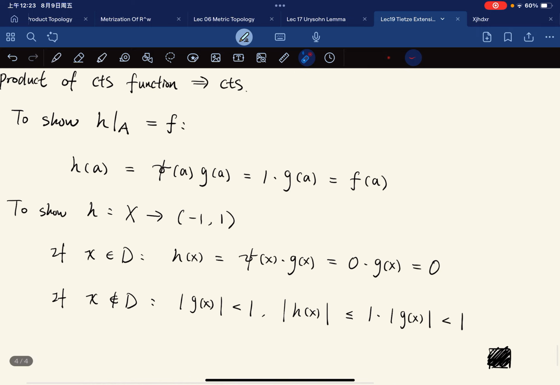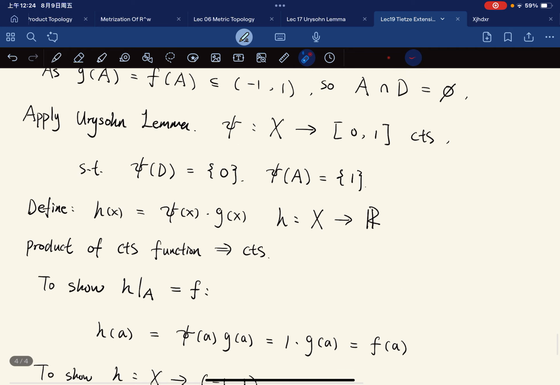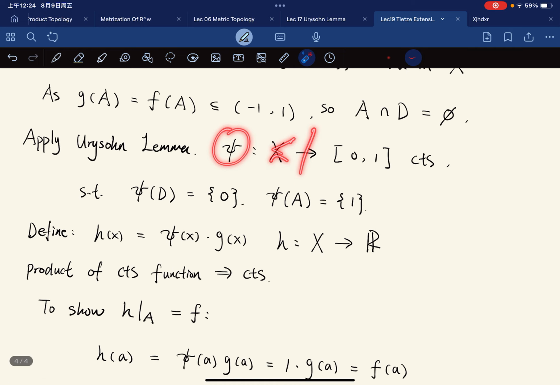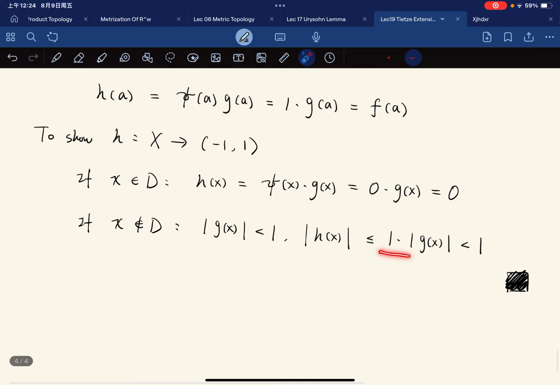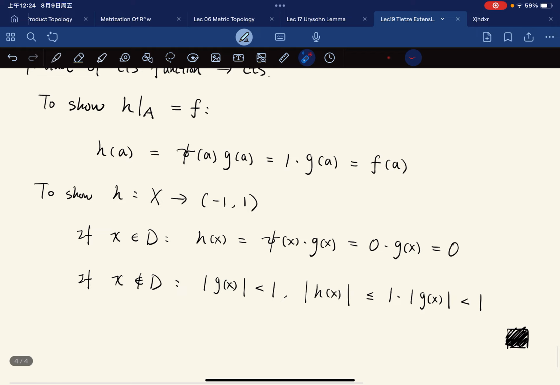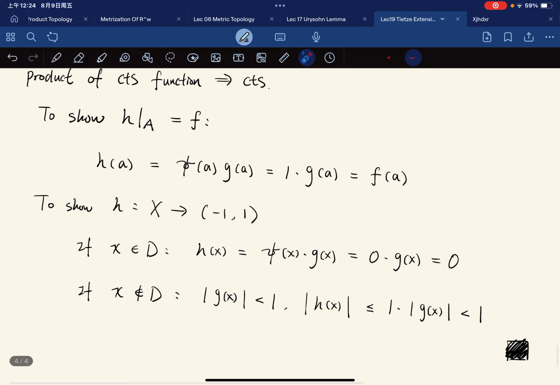So excluding D, g can only be strictly less than 1 in absolute value. And h of x is less than or equal to 1 times this, because psi is less than or equal to 1, so h of x is less than 1. So we're done. It's a function such that we just restrict the range to a subspace that contains h of x.